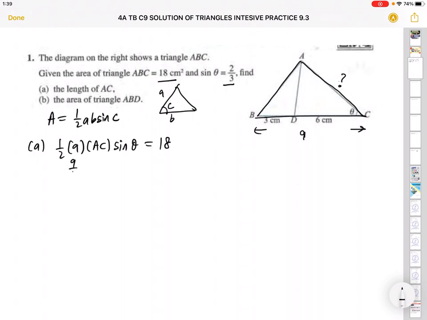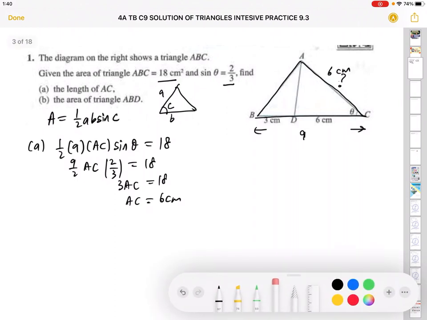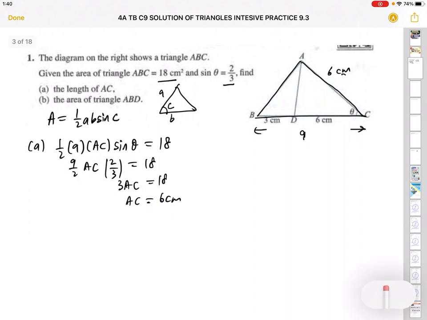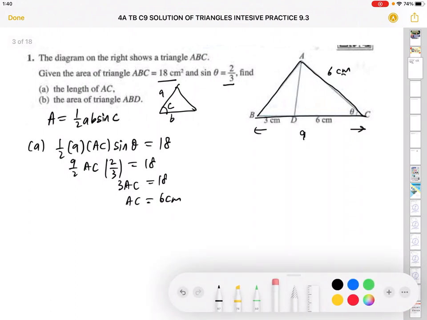Now we know sine theta is now 2/3, right? So when you simplify this, I just cancel this, 3 AC equals 18. AC is just 6 cm, right? This is 6 cm. All right, now the next thing is we want to find area of triangle ABD.